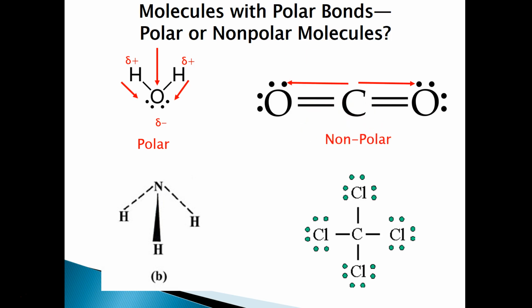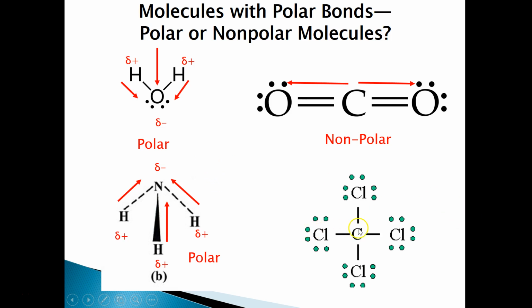So take a moment, pause the video, and draw the dipole moments around the nitrogen-hydrogen bonds in ammonia and around the carbon-chlorine bonds in carbon tetrachloride, and determine whether those are polar or nonpolar molecules. Okay, so in ammonia there are 3 dipole moments along those nitrogen-hydrogen bonds, all pointing in the direction of nitrogen. So there will be a net dipole moment going toward nitrogen, which will make the nitrogen partially negatively charged and all the hydrogen atoms partially positively charged, which makes this a polar molecule.